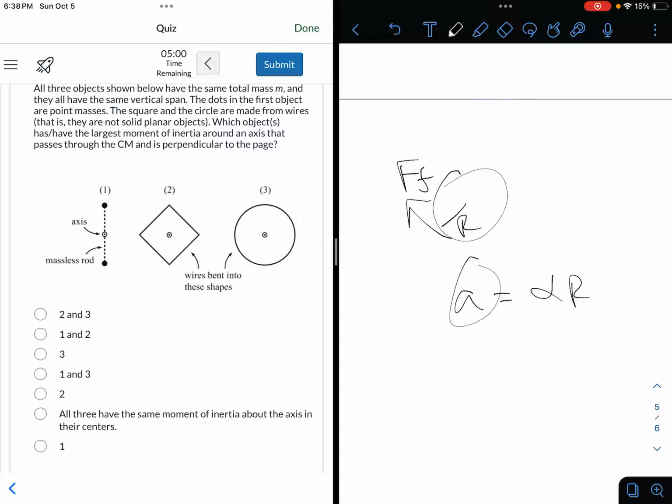All right. So we have something like this. Okay, this is pretty interesting. This is a pretty interesting problem.